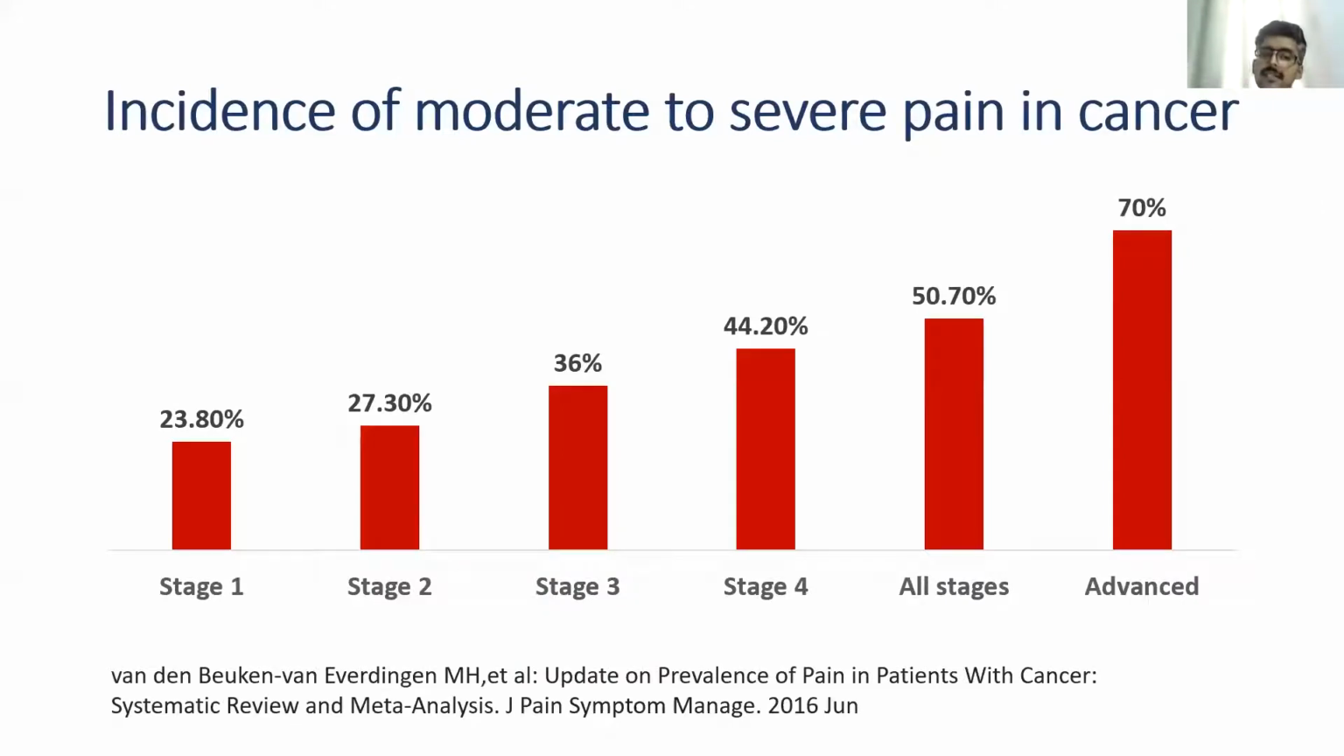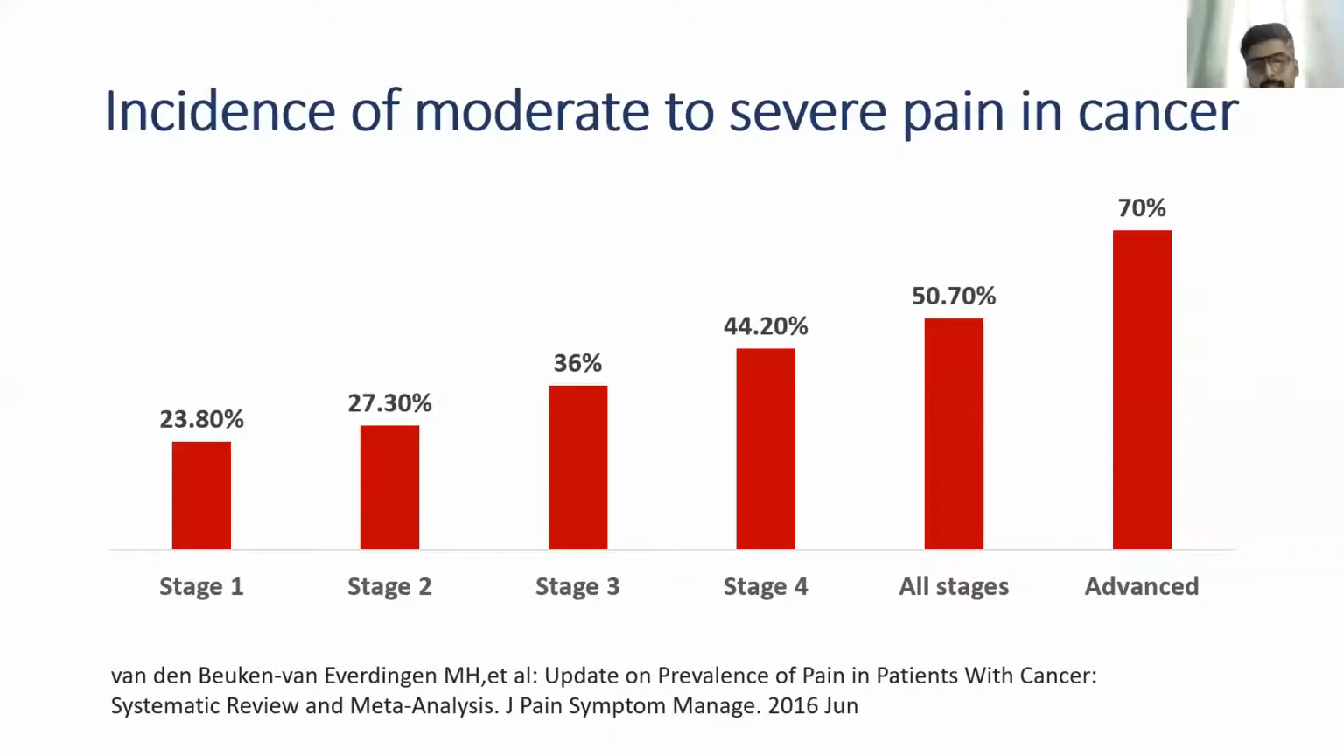This is the incidence of moderate to severe cancer pain in various stages of cancer. You can see that right from stage 1 to stage 4, all throughout the spectrum, pain is an important cause of morbidity. It is 23.8% in stage 1, which goes all the way up to 50.7, 44.2 in stage 4, and with all stages combined, it is around 50.7%. In advanced cancer, it is 70%.